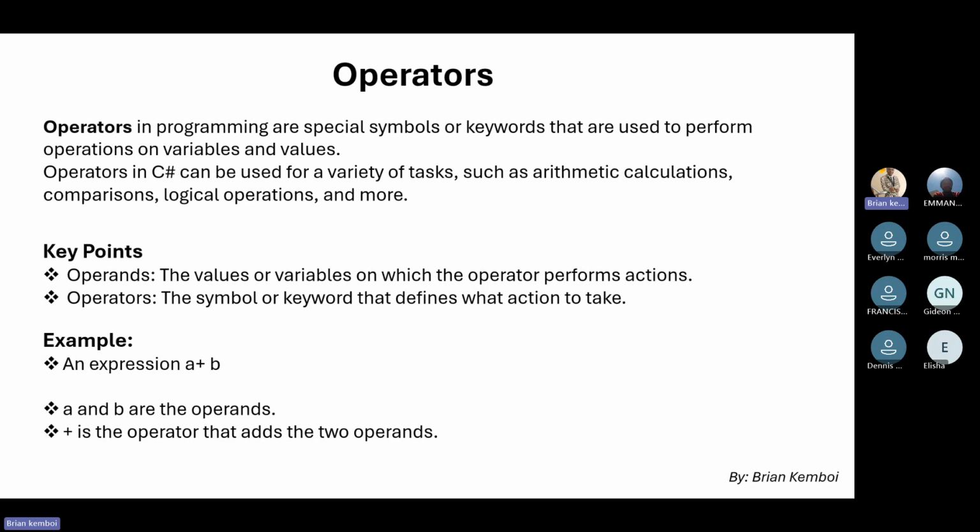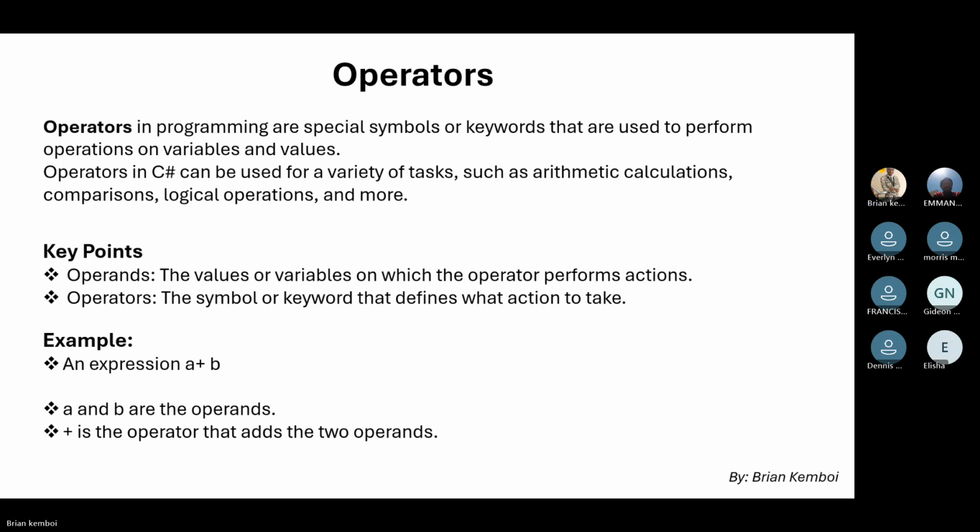An operand, for instance in this case, we have A and B. So A and B are operands. You can say they are the values or variables on which you perform some actions. Then the plus in this case is an operator. It's the action itself that you are going to take on these two variables.